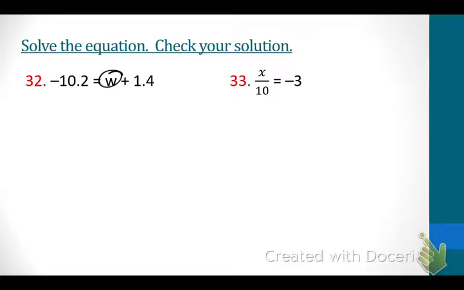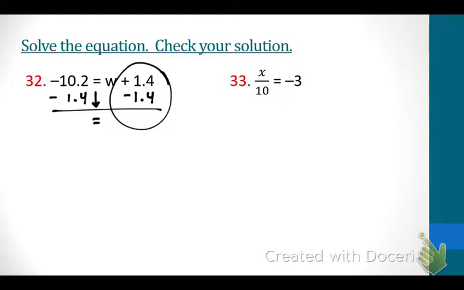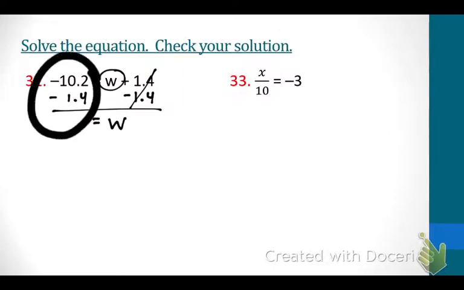Class, what's not allowing W to be alone? Plus 1.4. What's the opposite of plus 1.4? Minus 1.4. So what you do to one side, good job. So we're going to make sure, drop down that equal sign right here. What happens over here, Anson, to the plus 1.4 and the minus 1.4? Halen, help him out. What happens to it? Cancel it out. It cancels it out. A number and its opposite always equals 0. So all that I'm left with here is just the W. Now we're going to focus on the left side.